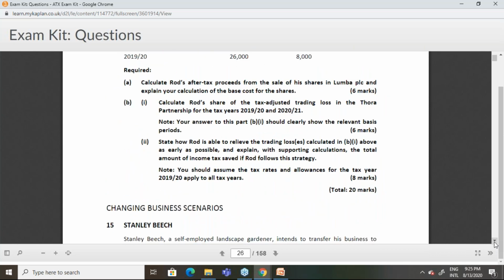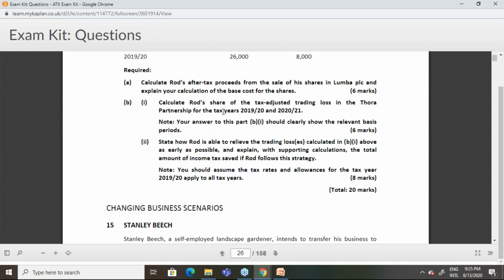The 20-mark question. Calculate Rod's after-tax proceeds from the sale of his shares in Lumba PLC and explain your calculation of the base cost for the shares. Actually, it's from capital gains tax. But I'm going to answer part B.